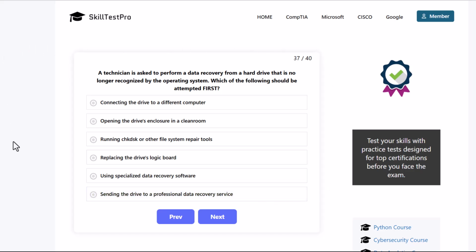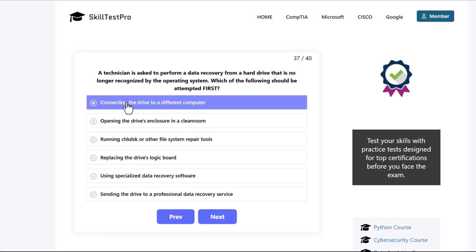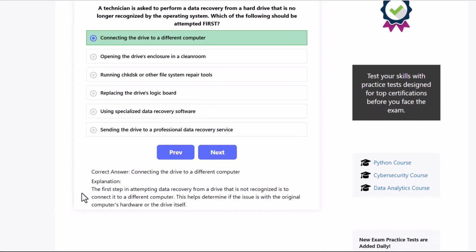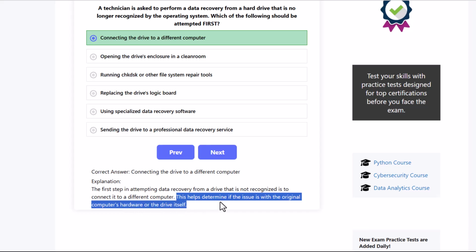And here the correct answer is connecting the drive to a different computer. As the first step in attempting data recovery from a drive that is not recognized is to connect it to a different computer. No point straight away starting to panic, but you take the drive and you simply try to connect it to a different computer and try to read that information. And this helps determine if the issue is with the original computer's hardware or the drive itself.